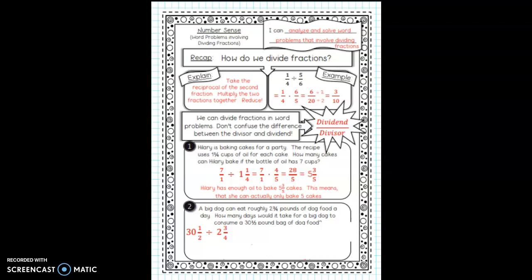30 times 2 is 60, plus 1 is 61. Our first improper fraction is 61 over 2. 4 times 2 is 8, plus 3 is 11. Our second improper fraction is 11/4. Then we do our keep, change, flip.